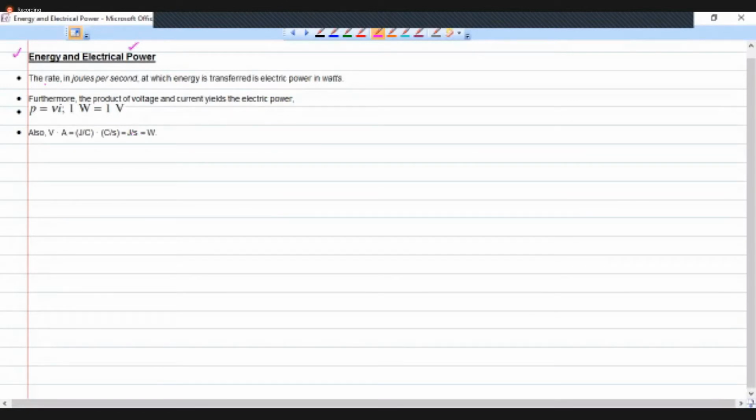So here it is written the rate in joules per second. So the unit of power is joules per second. The rate in joules per second at which energy is transferred is electrical power in watts. That is electrical power. Okay. So another unit is watts, or capital W.